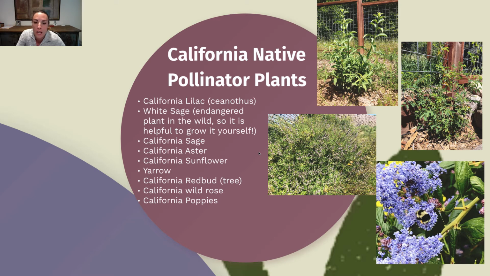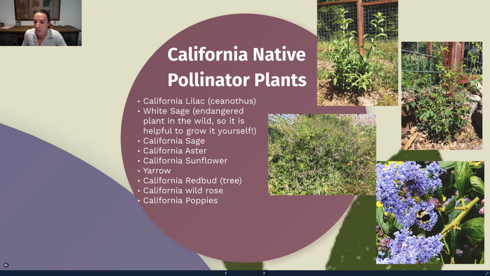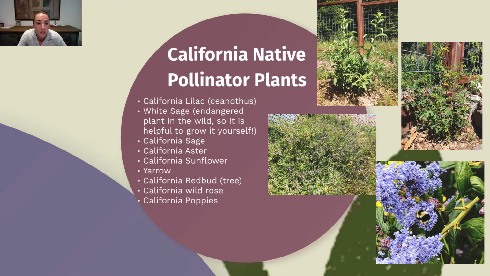The California lilac, which is a ceanothus plant, is down here, and I'll zoom in on this. White sage, which is right here, and I'll zoom in on that as well. The white sage is actually endangered. It's been over-harvested for ceremonial use and for all sorts of things. So it's actually really great to plant in your garden because you can help with the endangerment of that species. You can help regrow it.